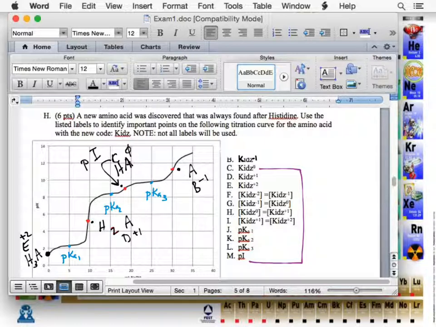Kind of makes sense? And at this stage, I could then deal with F, G, H, and I. Those are points where? These are at our half equivalence points, which in color coding was blue, at the appropriate ones. Remember, we got rid of KIDS minus 2.